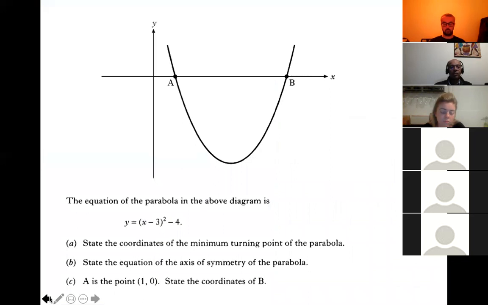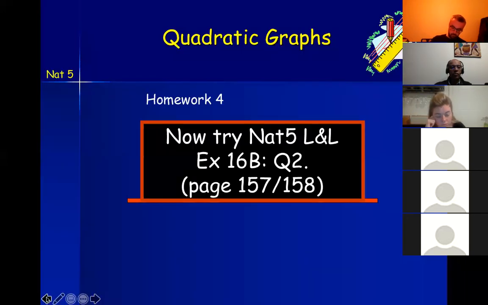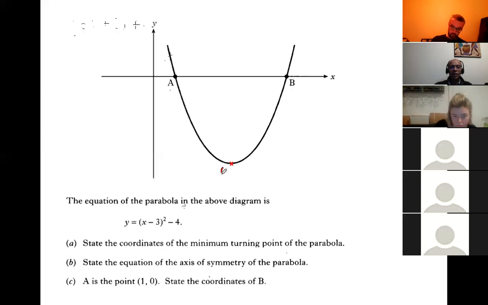And this is a past paper question. The equation of the parabola in the above diagram is y = (x - 3)² - 4. So I know, looking at this, the coordinate of the minimum turning point is when x equals 3. When x equals 3, I've got y = -4, because 3 minus 3 is 0. So to state the coordinate of the minimum turning point, you just write (3, -4).